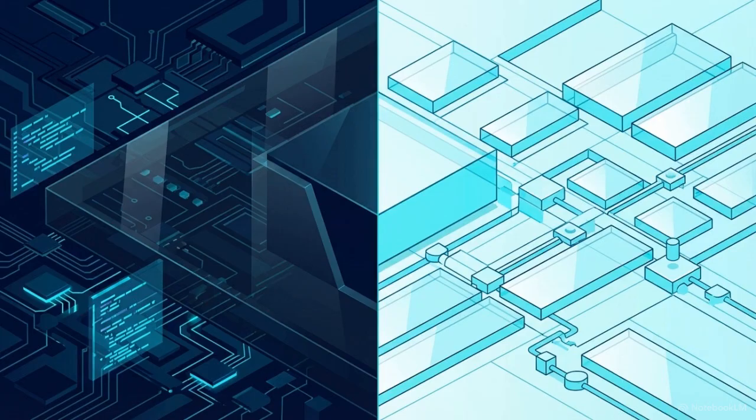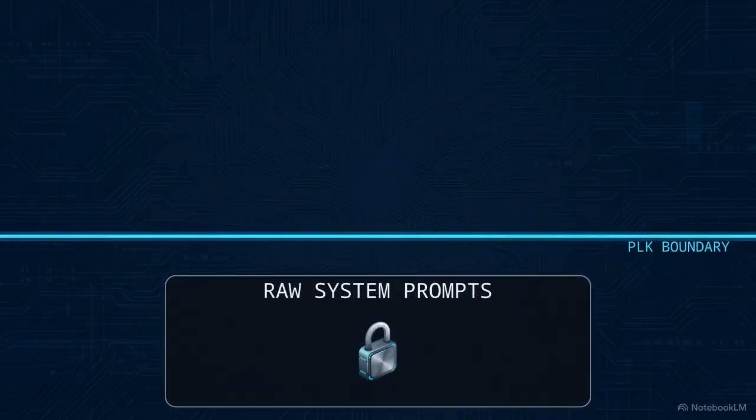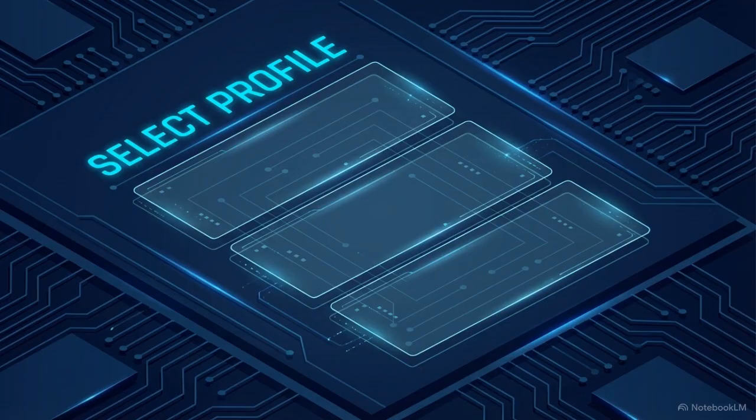Beyond understanding data, an agent needs to sound like your organization. The challenge is tuning that exact voice without exposing the fragile, raw system prompts that govern its behavior. GestaltView solves this with the Preferred Language Kit, or PLK. It acts as a secure, dedicated layer where you define vocabulary profiles and tone boundaries, keeping the underlying prompts entirely untouched.